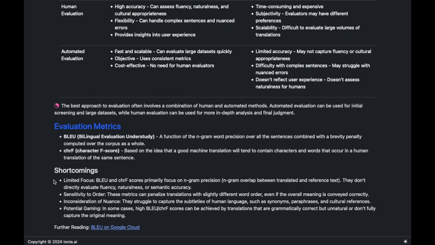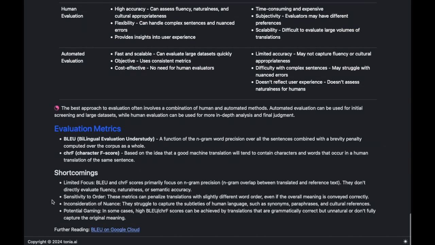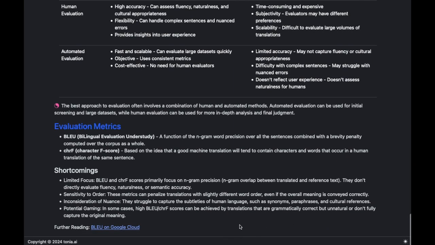There is no consideration of nuance. They struggle to capture the subtleties of human language, which includes synonyms, paraphrases, and other cultural references. And there's potential gaming. In some cases, a high score can be achieved by a translation that is grammatically correct, but is really not natural or doesn't fully capture the original meaning of the translated sentence.